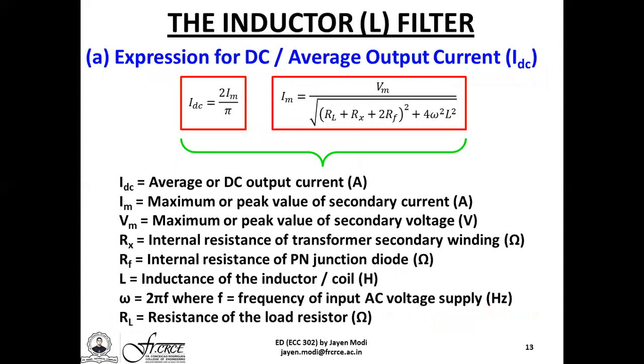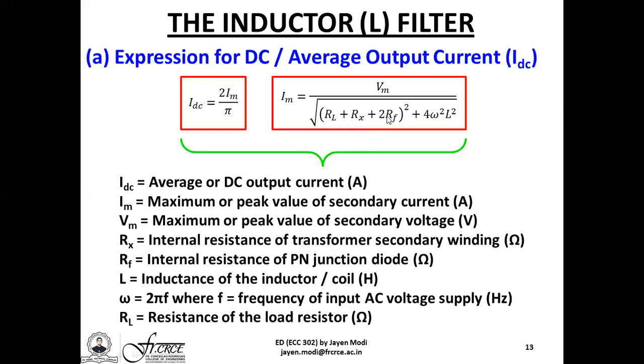The expression for the DC, or the average output current IDC, is given by IDC is equal to twice Im by pi, where Im is nothing but the maximum or the peak value of the secondary current, which is now given by Vm divided by square root of (RL plus Rx plus twice Rf) the whole term square, plus 4 times omega square L square. RL is nothing but the load. Rx is nothing but the internal resistance of the transformer secondary windings, and RF is nothing but the internal resistance of the PN junction diode.